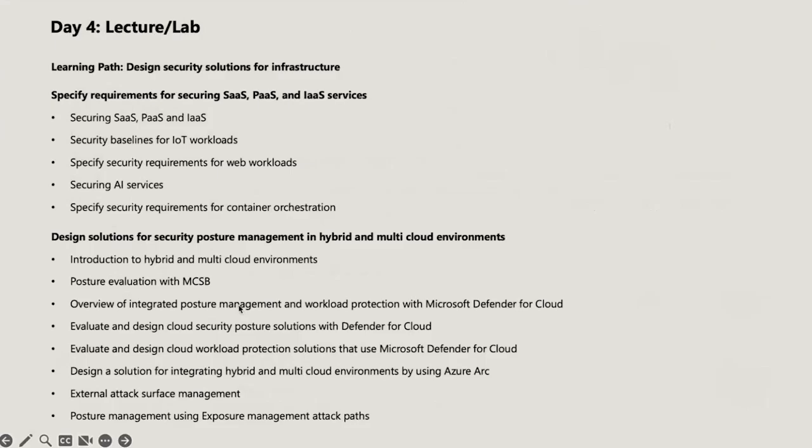We'll also include how we can enhance security posture in hybrid and multi-cloud environments. What comes under MCSB, how we can evaluate and design cloud security posture in Defender for Cloud, and designing a solution for integrating hybrid and multi-cloud environments by using Azure Arc. What is external attack surface management? These related topics will be covered on day 4.